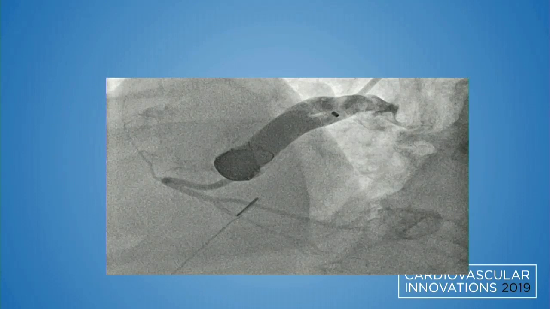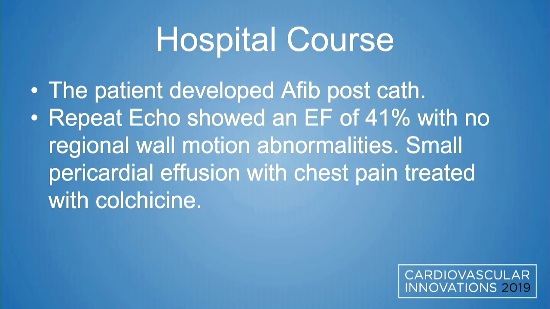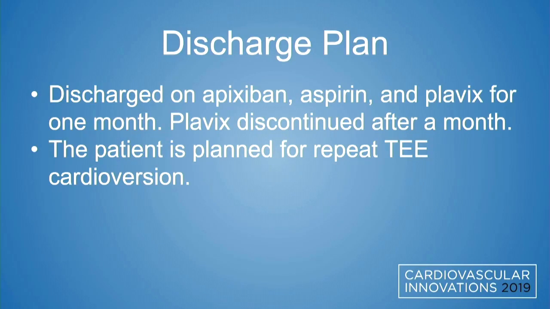As we can see here, this is the final result. We can see the plug and the coils in the mid-RCA without compromising the flow in the distal RCA. As well, there is no flow in the fistula. The patient developed AFib post-cath, and he was complaining of pleuritic chest pain, and the setting of pericardial effusion was started on colchicine. Then the patient was discharged on aspirin, apixaban, and Plavix, and the plan was to discontinue Plavix in a month.